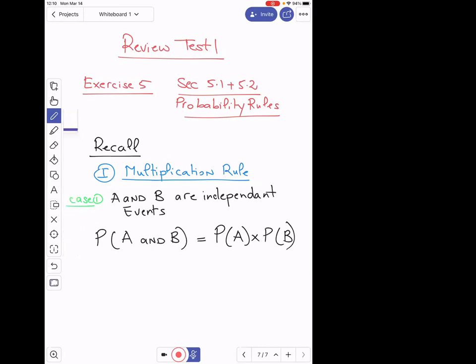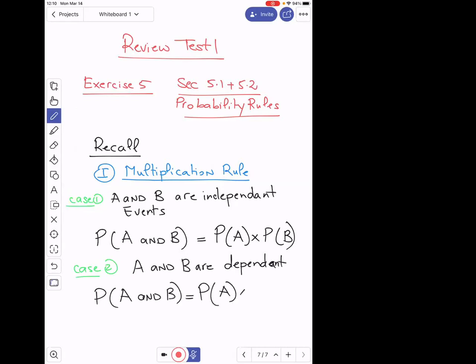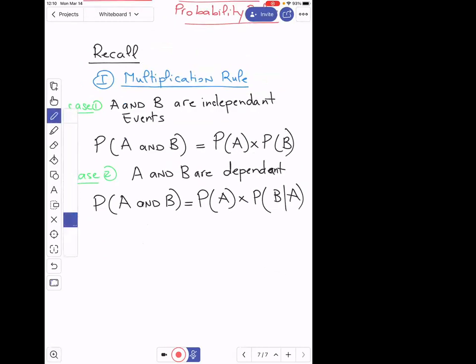And then the second case, case number 2, is when A and B are dependent. If A and B are dependent events, then the probability of A and B is the probability of A times the probability of B given A.